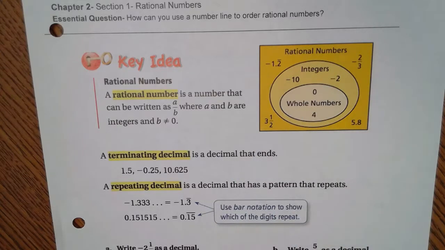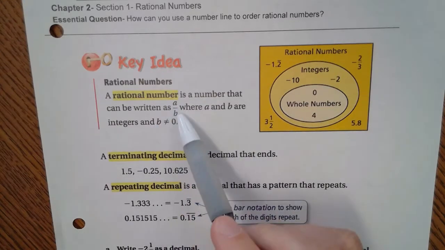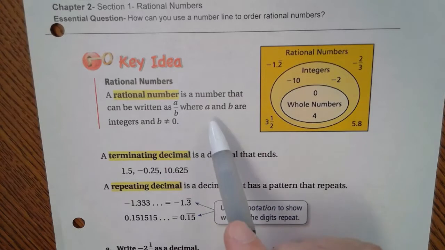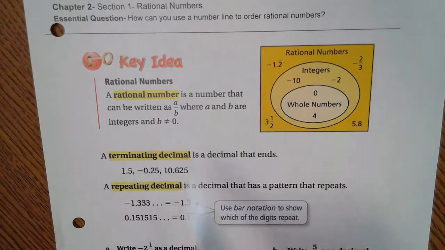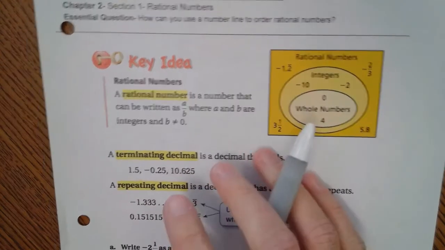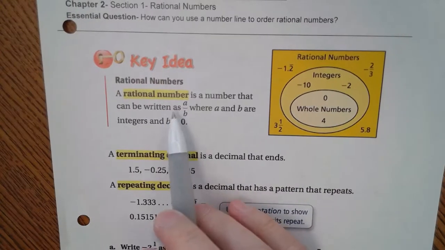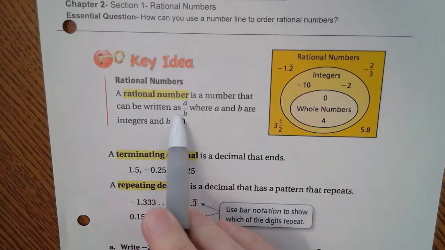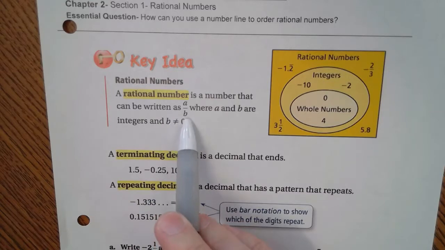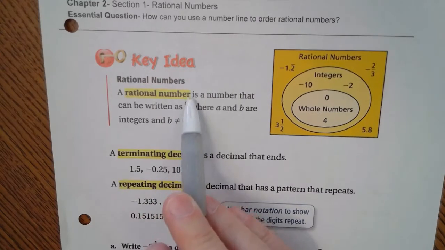So a rational number is a number that can be written as a over b, where a and b are integers, and b does not equal 0. So if you're ever dividing and your denominator is a 0, that's not going to be a rational number. Okay, but any other number as your denominator means it's going to be a rational number.